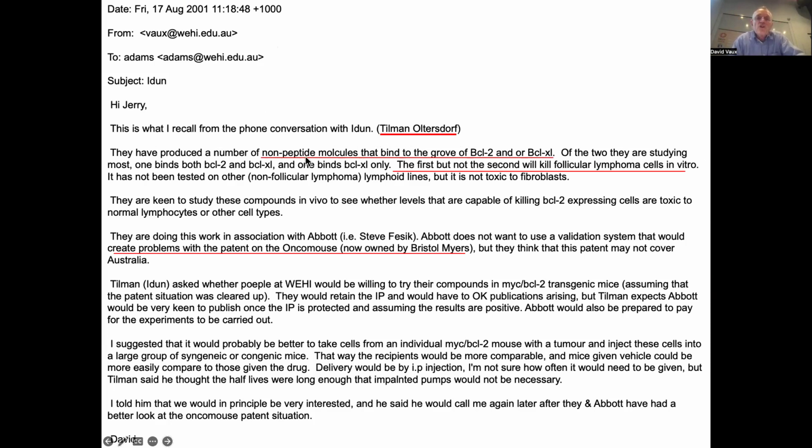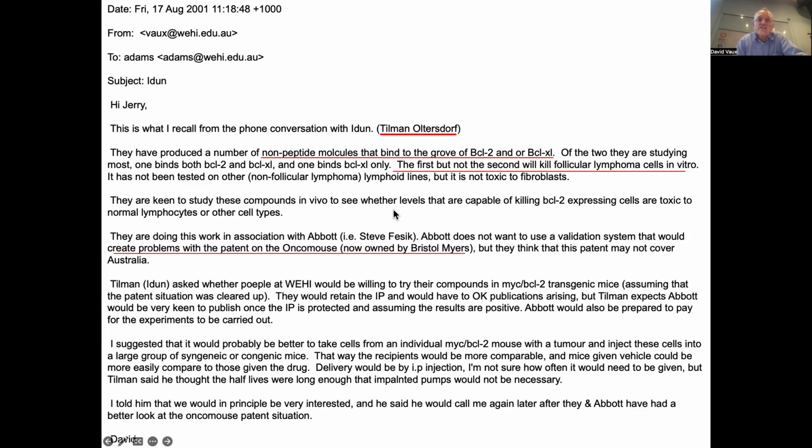They've produced a number of non-peptide molecules that bind to the groove of BCL2 and BCLXL, so that act like BH3-only proteins. Of the two they are studying, one binds to both BCL2 and BCLXL, and one binds BCLXL only. The first, but not the second, will kill follicular lymphoma cells in vitro, but it hasn't been tested on other cell lines. It's not toxic to fibroblasts, but they didn't have any in vivo tests.